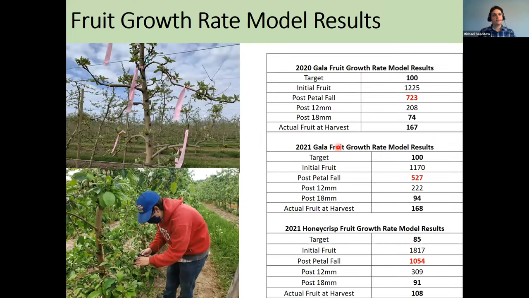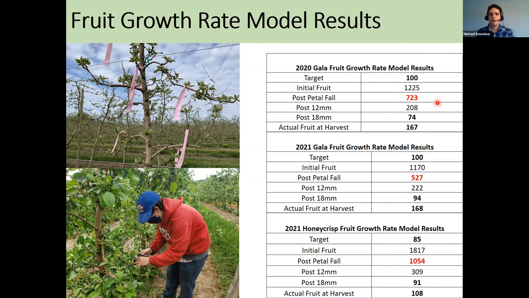So looking at some of our results, I did want to briefly touch on the fruit growth rate model. You can see this from 3 of our sites. Starting with the 2021 Gala model, our target crop load per tree was 100 fruit. And we actually calculated that our initial fruit on the tree was about 1,225. So certainly a lot of thinning to be done.